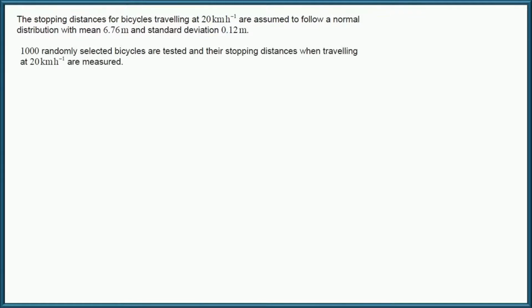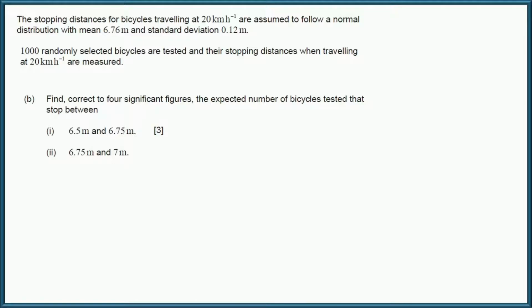All right, so the same information. Now it says 1,000 randomly selected bicycles are tested, and their stopping distances when traveled at that speed are measured. Okay, so the first one, right, they're assumed. So that's expected, and now this is observed, and that's why we're going to be doing a chi-squared test. So it says find, correct to 4 significant figures, the expected number of bicycles tested that stop between here and here. It's worth 3 points, so show something, right?